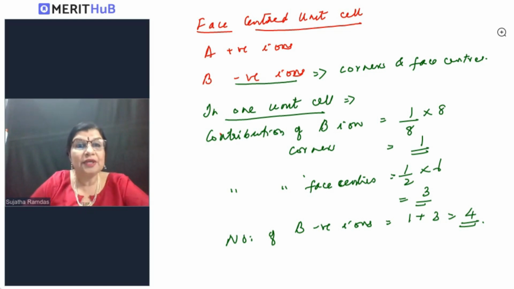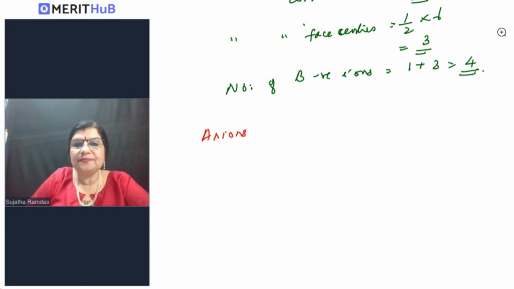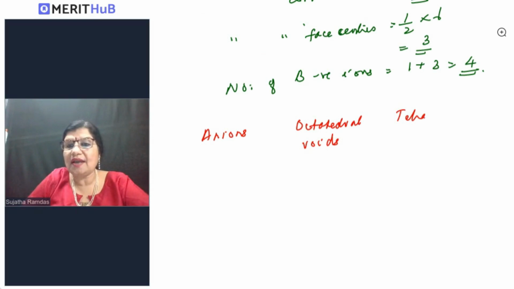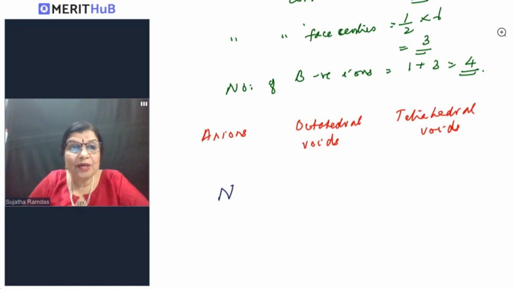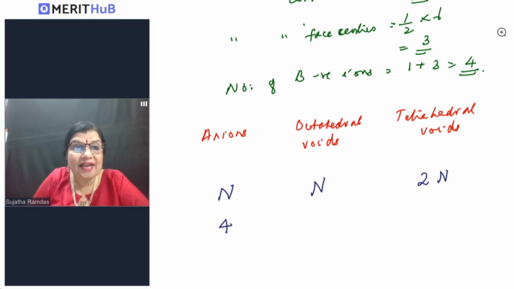Now let me remind you about the relationship between the number of anions and the number of voids. Anions, octahedral voids. I'm not discussing the details of the formation of these voids. And then we have the tetrahedral voids. If there are n number of anions, there are an equal number of octahedral voids and twice the number of tetrahedral voids. So now we know that there are 4 anions, right?